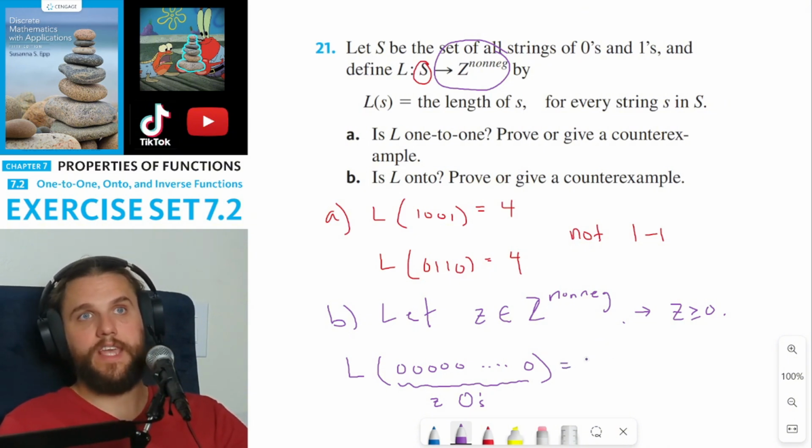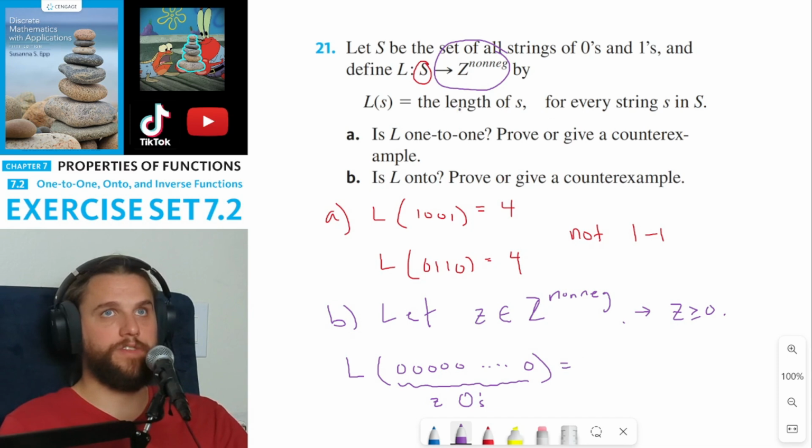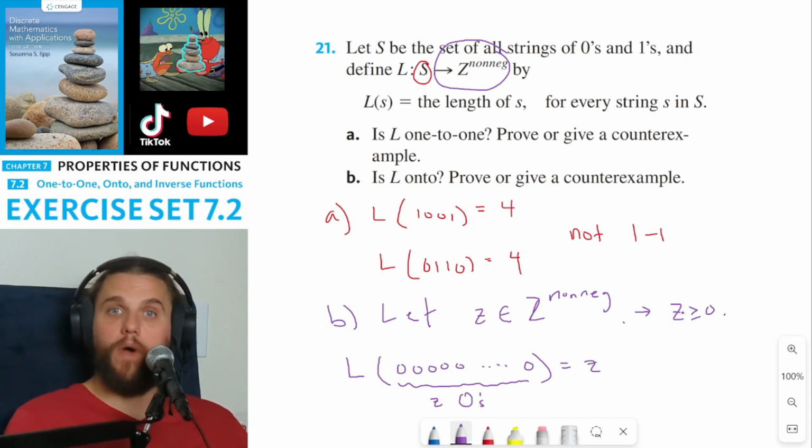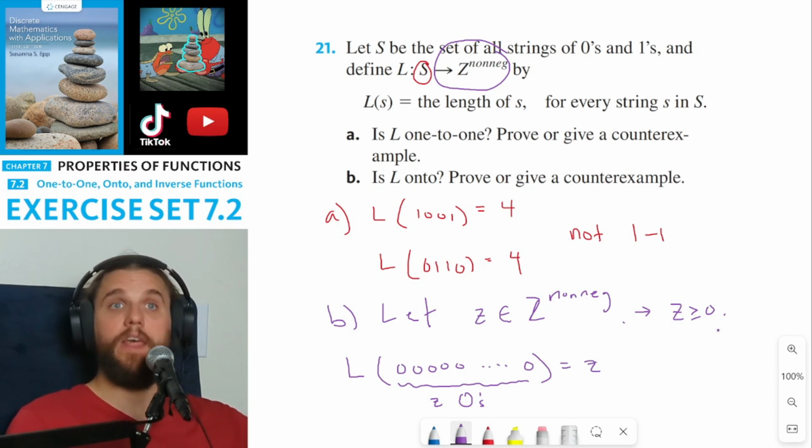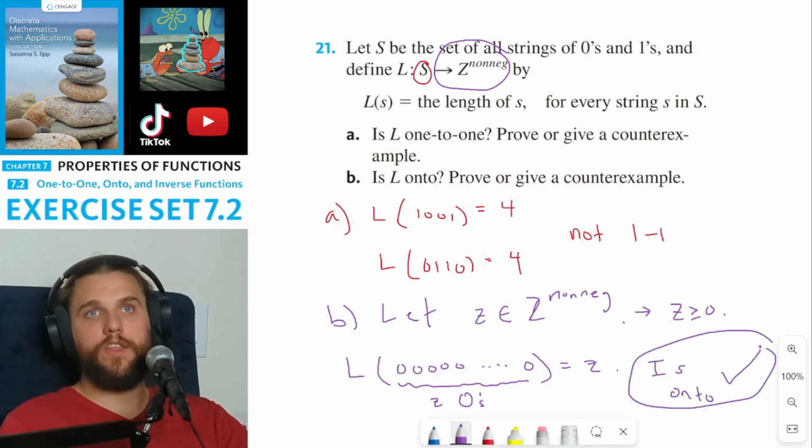Well, in this case, the output of this would be, according to the rule of this function, the length of the string, which is z. And so no matter what z is, we can find an input to this function that we can plug in that gives us the output z. And so this function is onto.